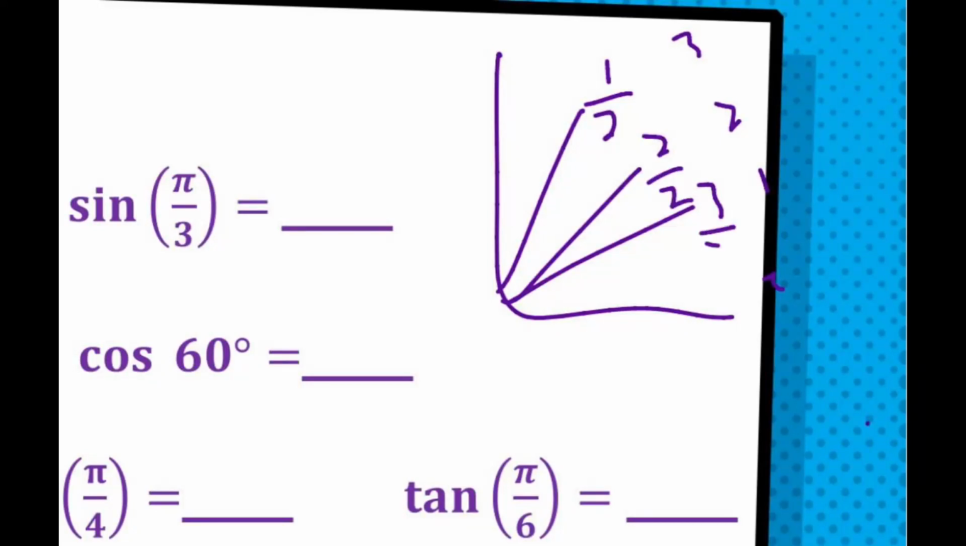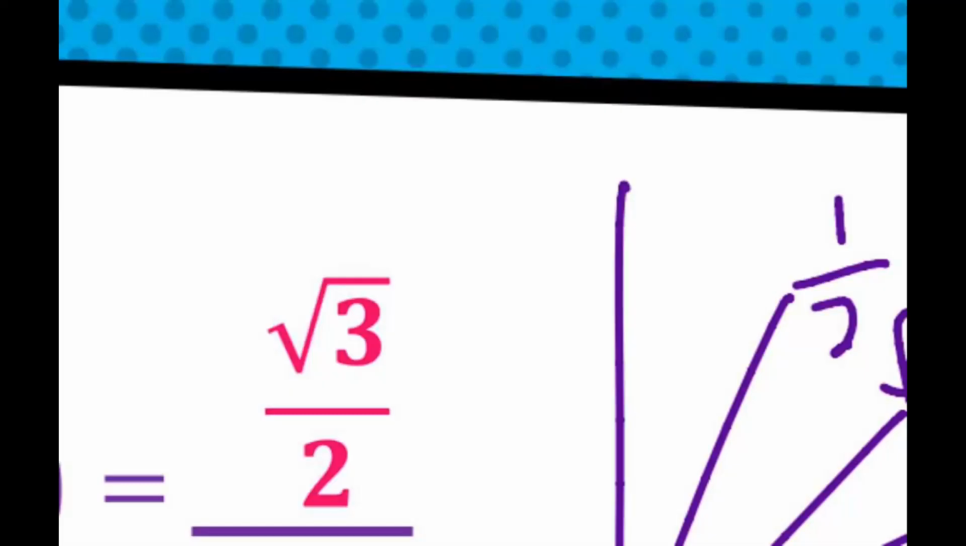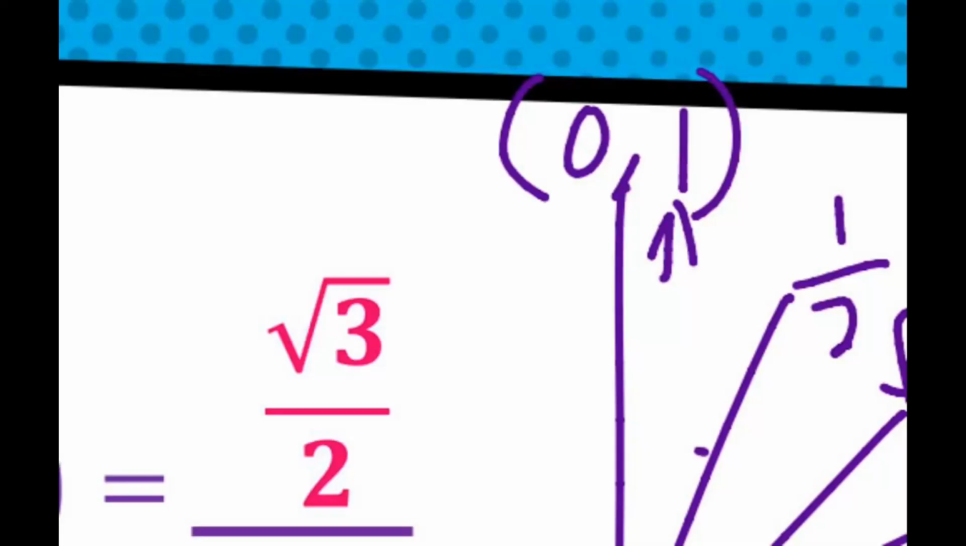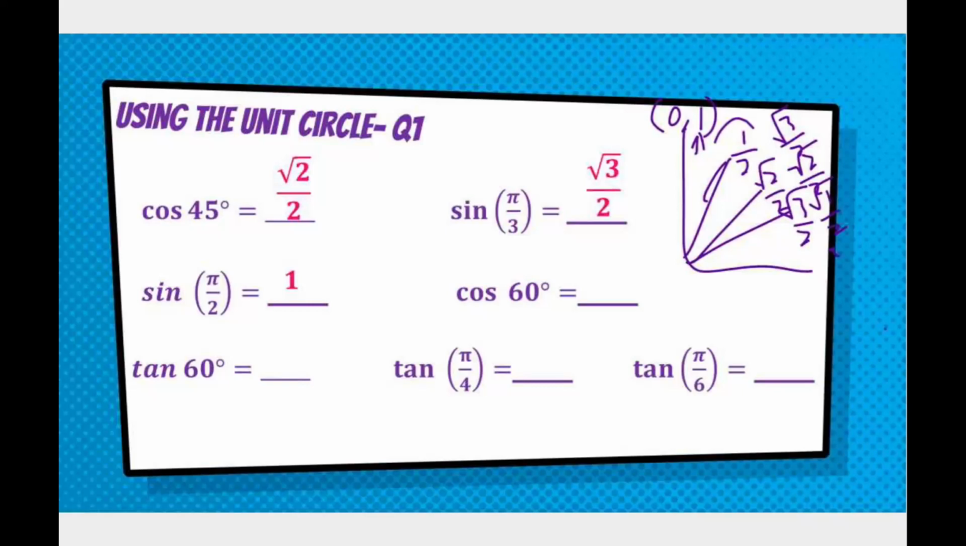So it's like we have something like this, and this is kind of what I'm thinking in my mind as I'm doing these. I recognize what angle I'm talking about. This one right here is the pi over 3. So if I go there and I know I'm looking for y, then I look at the square root of 3 over 2, and that's that. The sine of pi over 2 is my 90-degree mark, so that's going to be up here. So if that's 0 and that's 1, sine is y, so that's going to be 1. Cosine of 60 degrees is my x value at 60 degrees, that would be 1/2.